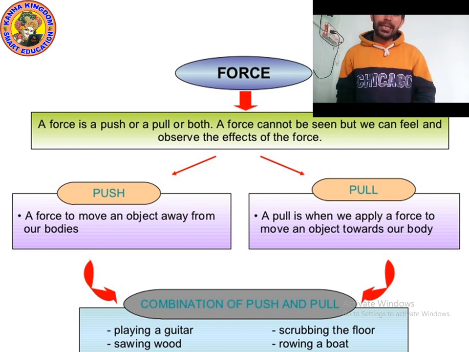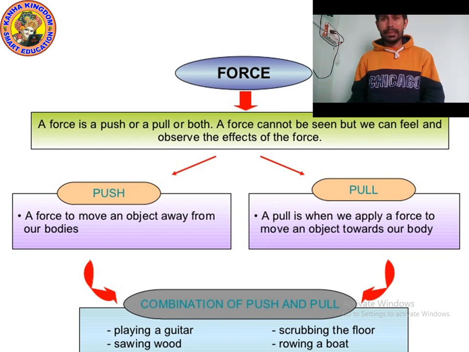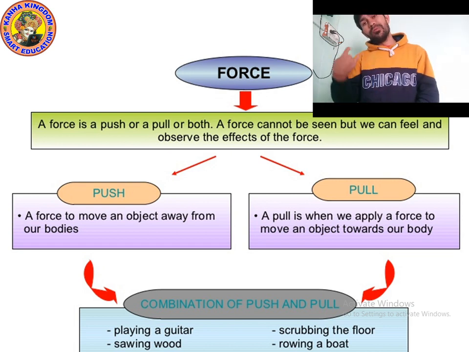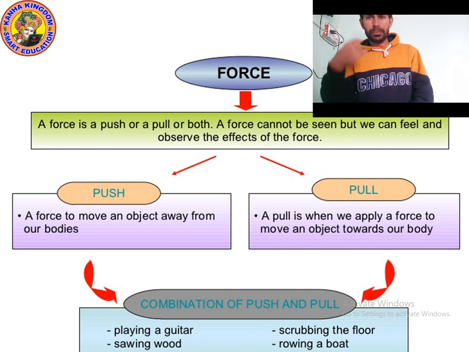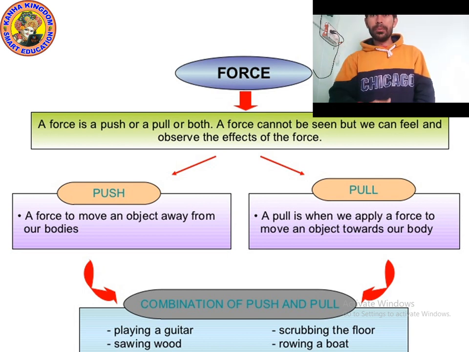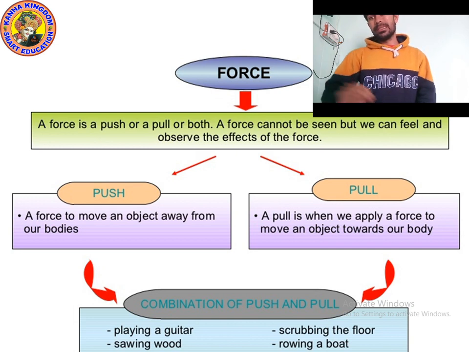And the examples of push and pull, as you can see, playing a guitar. Yes, when you play guitar, you apply the force, you push it, it will go back. Then sometimes you pull it. Okay, and scrubbing the floor. Yes, scrubbing the floor is also an example. Rowing a boat, sawing a wood. Okay, these are the examples.